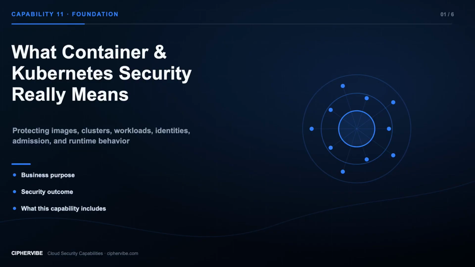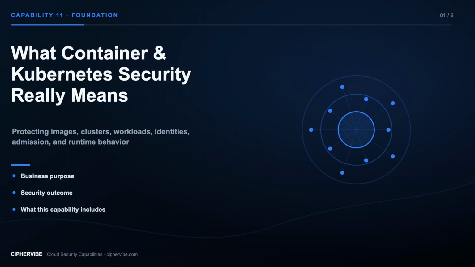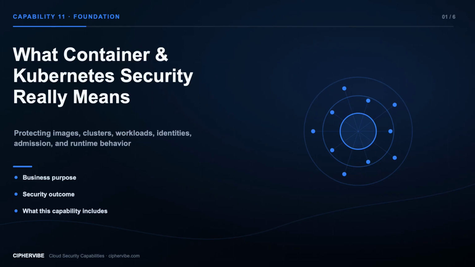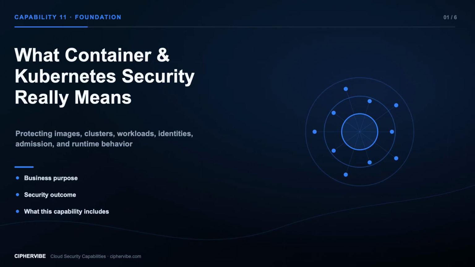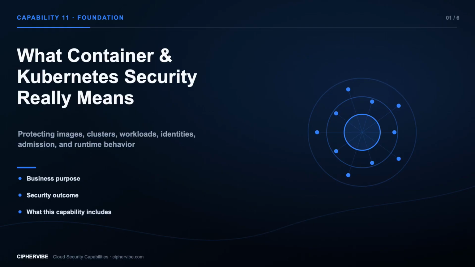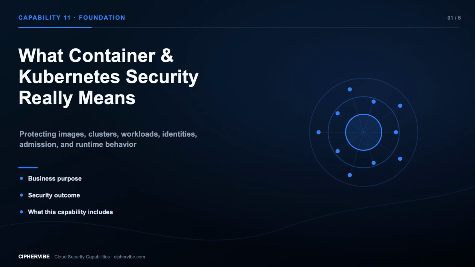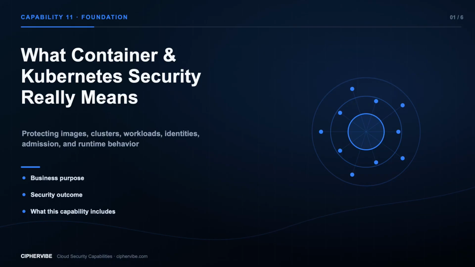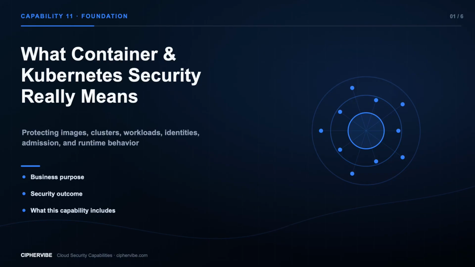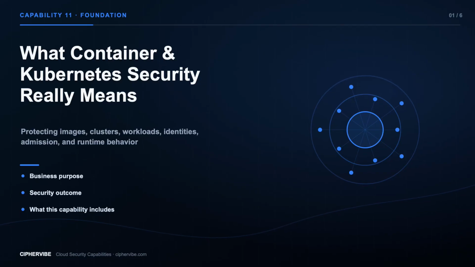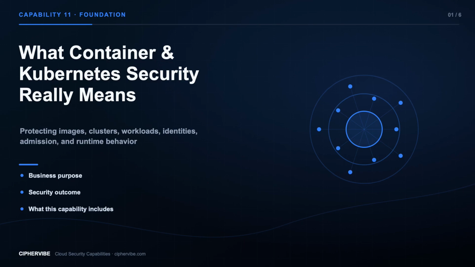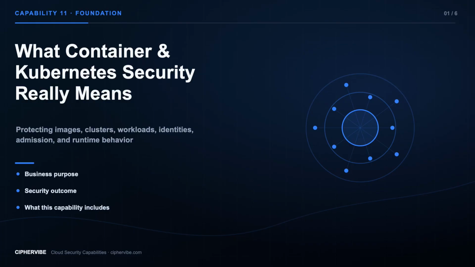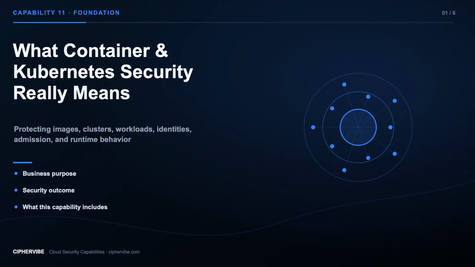This episode explains Container and Kubernetes Security, why it matters, how the capability works, which mistakes weaken it, and how to build it in a measurable way. Container and Kubernetes Security covers the software supply chain, orchestration control plane, workload configuration, network boundaries, secrets, and runtime. The goal is to prevent vulnerable or overprivileged workloads from becoming a path to cluster, cloud, or data compromise.